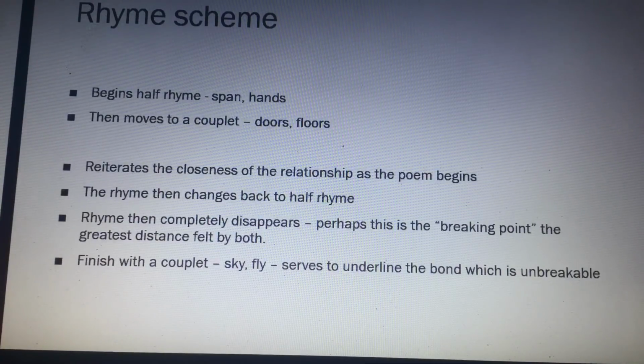And we finish with the couplet, sky and fly. And again, what that then does is serve to heighten and reiterate that it is undeniable. The bond between mother and child, mother and son, is unbreakable, even when distance is applied to it.